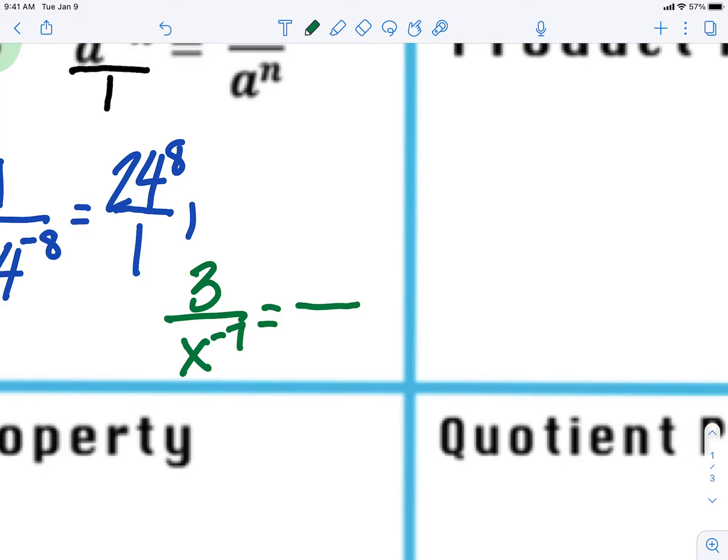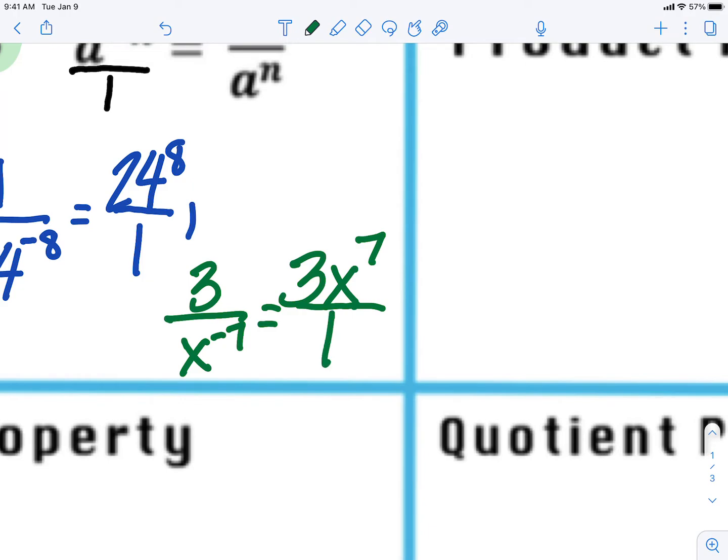I write my line, right? So that means that, you see this 3 here? This 3 doesn't have a negative exponent. So this 3 is going to stay up here. It's not going anywhere. There's no need for it to move. But this x to the negative 7 is going to go up and become x to the positive 7.